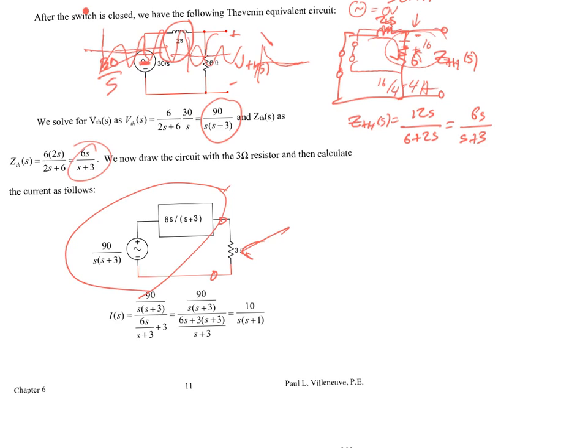We're just adding our load resistor on there. And now all the approaches that we do are correct. So we can solve for our current, I of S. So I of S is going to be equal to our voltage, 90 over S times S plus 3, divided by 6S over S plus 3 ohms.